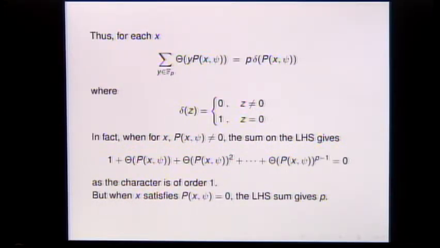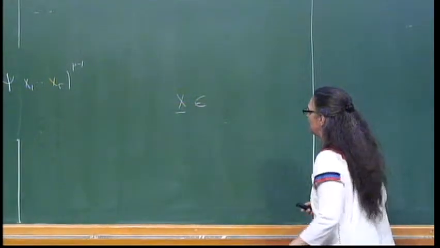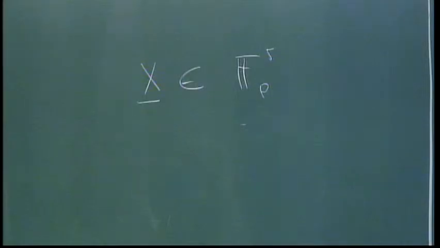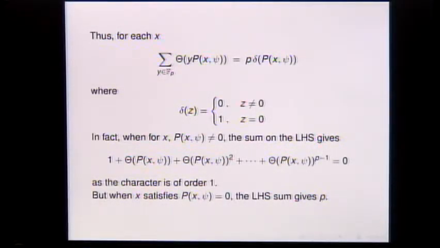So let's take a point x. Let's take an element x in F_p. And actually, no, this x here should be an x-bar. Let's take x to be in our ambient space. In our case, we are talking about F_p to the fifth, but this could be more general, it could be F_p to the n, some power. So let's take a point in the ambient space where this hypersurface lives, and let's consider this sum over y that lives in F_p. This is your favorite polynomial, and this delta function is defined like this: when the argument is zero, this gives you one, and when the argument is not zero, this gives you zero. So let's see what this does.